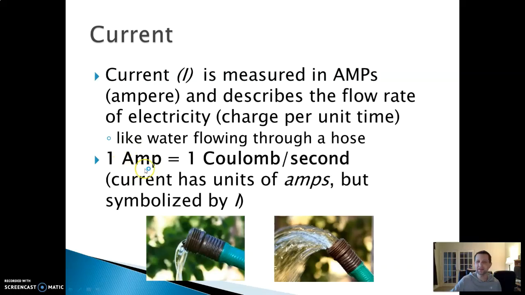It's kind of like molarity, where molarity equals moles per liter. You can represent concentration as moles per liter or molarity. This is the same thing. Current could be just referenced as an amp, or what it truly is broken down into, coulombs per second. But the symbol is an italicized I.